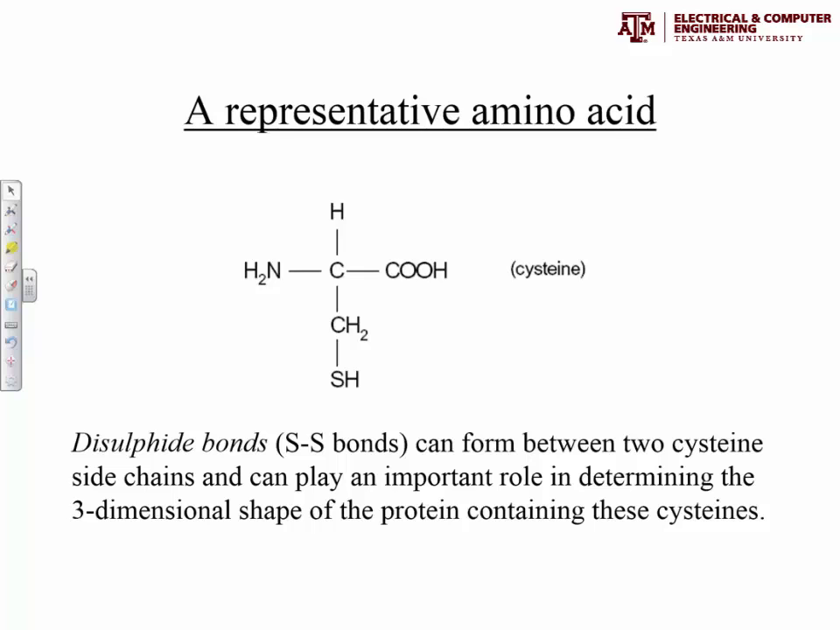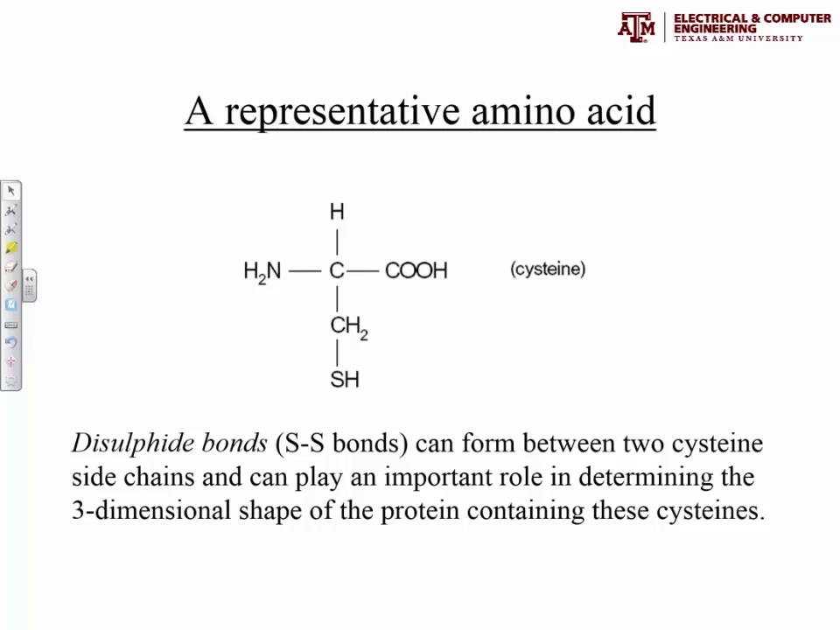So this is a representative amino acid. This is called cysteine, right? So this is the amino group. This is the carboxyl group. This is the hydrogen connected to the alpha carbon, and then this is the side chain. Notice that this side chain has got sulfur in it, okay?